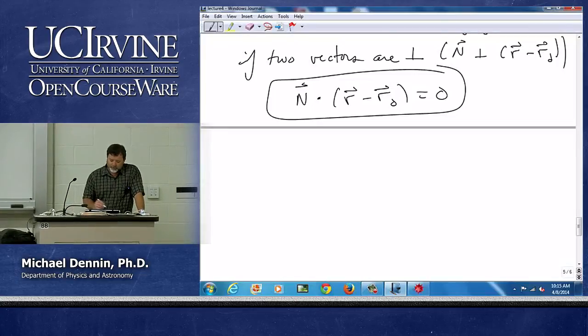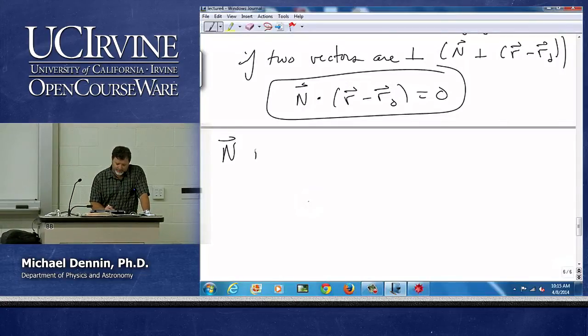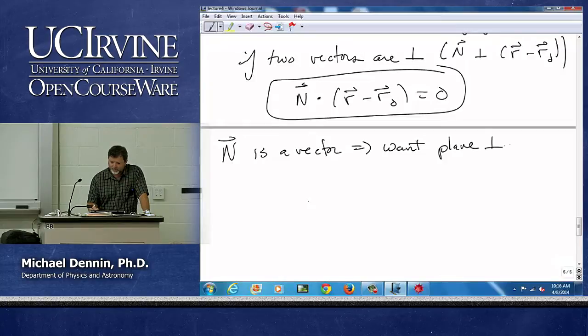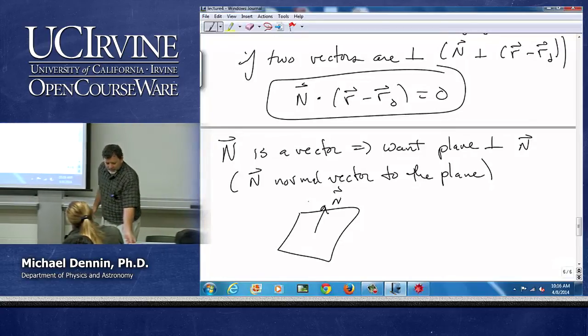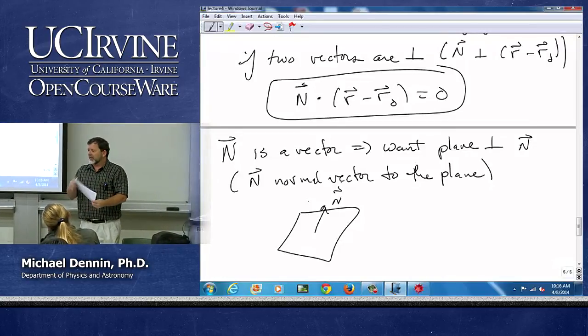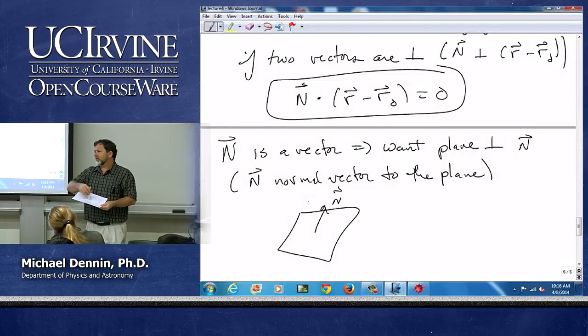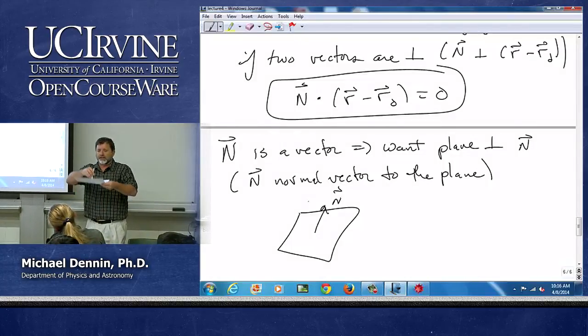So one thing you might want to do is, if n is a vector, you might want the plane perpendicular to n. That makes n the normal vector to the plane. And this is actually an important idea, because if I think about a plane, the orientation of the plane is really only uniquely defined by its normal vector in a sense. That's the easiest one to uniquely define it, right?